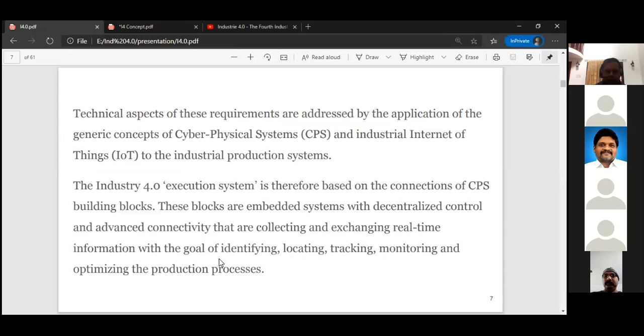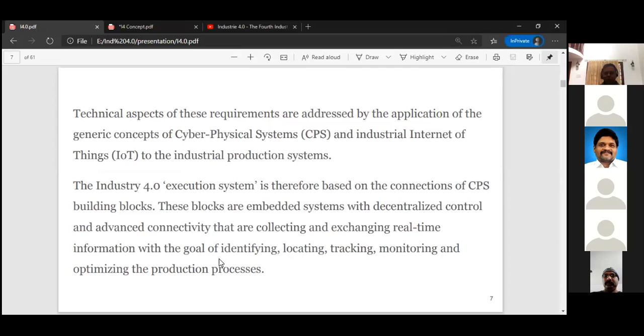So I think I'll not delve too much into it. Let me get into the hard core part of it. So essentially, as I said, with Industry 4.0 we no longer talk about discrete systems. We talk about cyber physical systems and what I call the internet of things applied to industrial production systems. So what do we mean by cyber physical system? I'll delve into it a little later on.